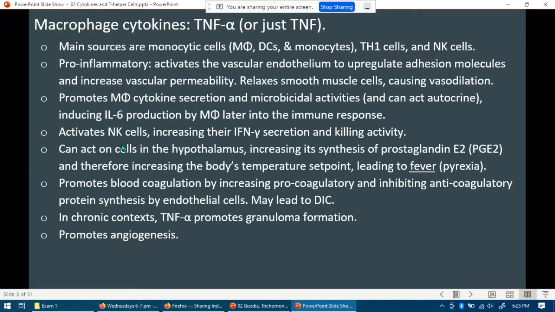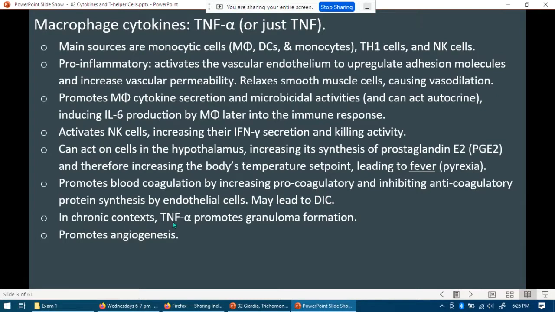TNF activates natural killer cells, which I kind of explained. It leads to fever. It promotes blood coagulation or clotting by increasing the procoagulatory protein synthesis by endothelial cells and inhibiting the synthesis of anticoagulatory proteins by the endothelial cells. And this implicates tumor necrosis factor in the pathogenesis of disseminated intravascular coagulation, or DIC. That is a topic that we'll talk about a little bit later on. Just know that it involves clotting, and a whole lot of clotting, and tumor necrosis factor can lead to it.